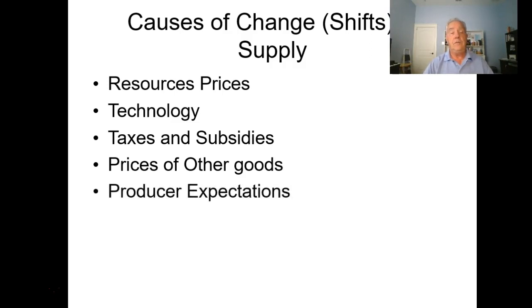Producer expectations. What do I think is going to happen? This is a case where, you know what, I think we can sell 10,000 more units. Okay, let's take a risk. Let's try to produce more, even though they're going to cost more, and let's sell more units and make more profit.